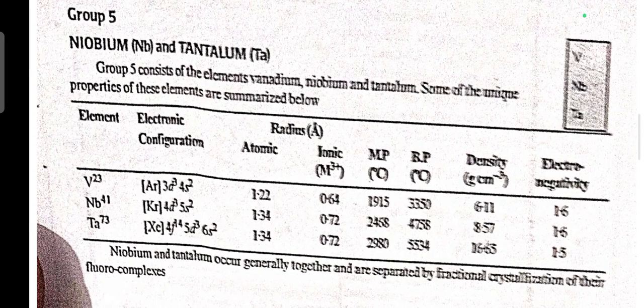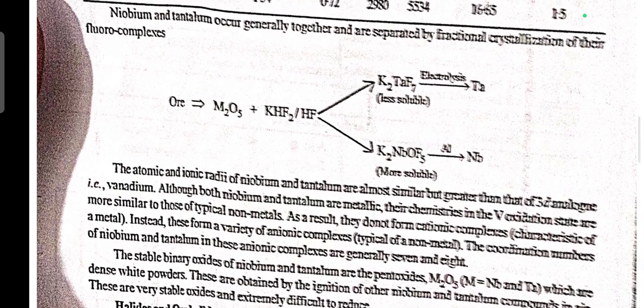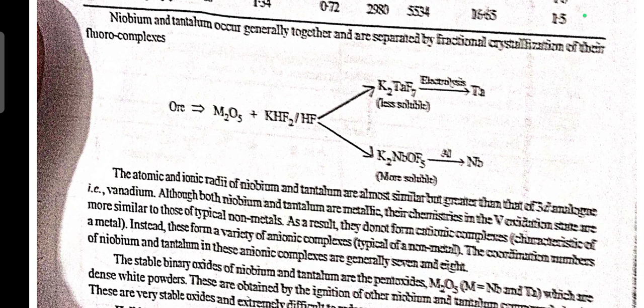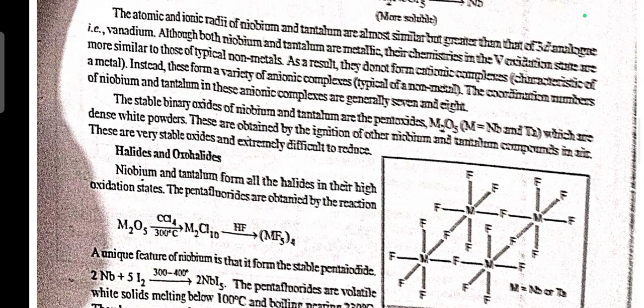Niobium and tantalum, group 5. Group 5 consists of the elements vanadium, niobium and tantalum. Some of the unique properties of these elements are summarized below. Niobium and tantalum occur generally together and are separated by fractional crystallization of their fluorocomplexes. The atomic and ionic radii of niobium and tantalum are almost similar but greater than the 3d analog vanadium.